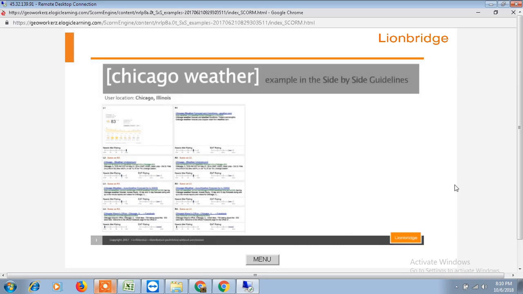Side-by-side rating is where we try to decide which side has the best set of results and why. In the side-by-side guidelines, there is an example for the query Chicago weather. Let's take a look at it in an effort to understand it a bit better. In this case, users want to find the current weather or weather forecast information for the city of Chicago.